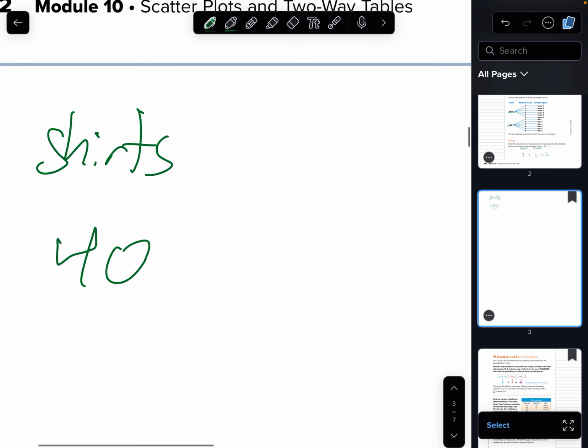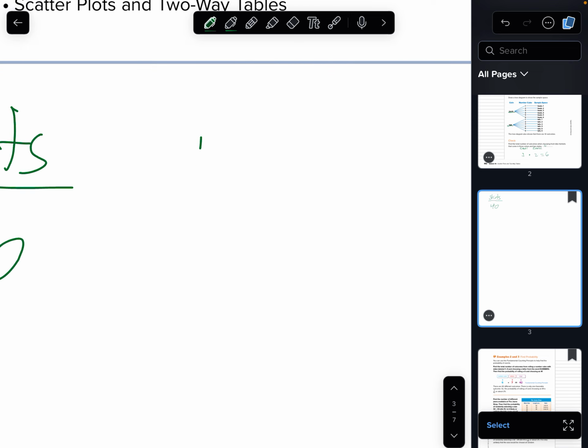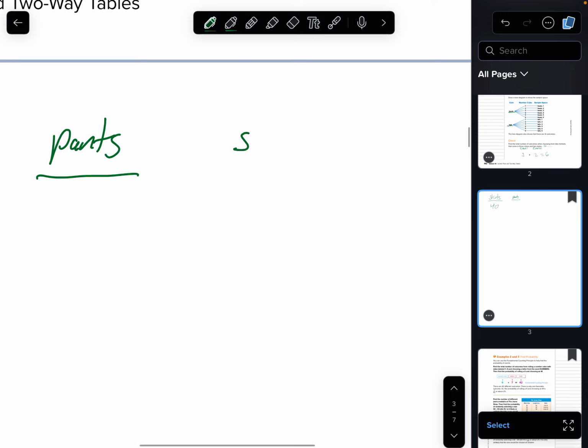40 shirts, okay? Let's say for pants, they have 20 pants. And for shoes, we'll say 8 pairs of shoes, okay?